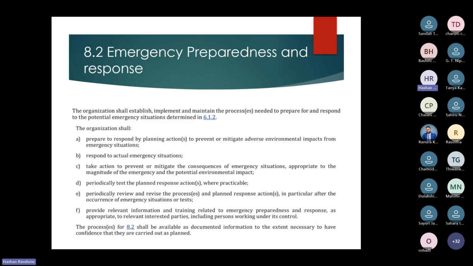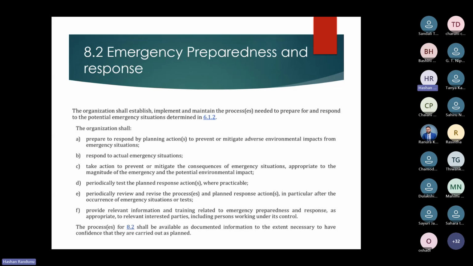And then the standard says you need to provide relevant information and training related to emergency preparedness and response as appropriate to relevant interested parties, including persons working under its control, right? If contractors work in your organization, then you need to provide training and relevant information to them as well, right?